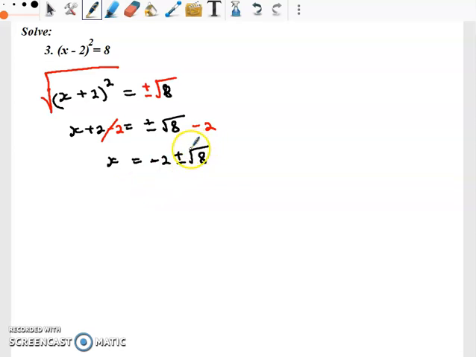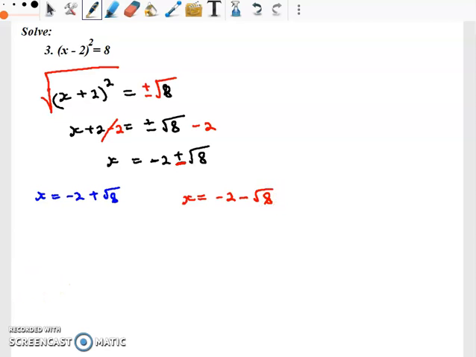Alright, as we won't touch the root 8, we'll just leave it as this for now. So in this case, you have two values of x. We have the positive version and the negative version. For the positive part, you have x equal to negative 2 plus root 8. And for the other value of x, you have x equal to negative 2 minus root 8.